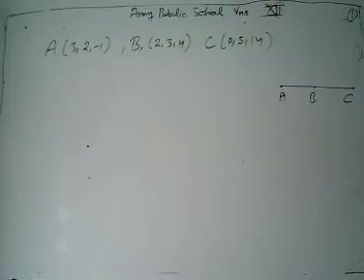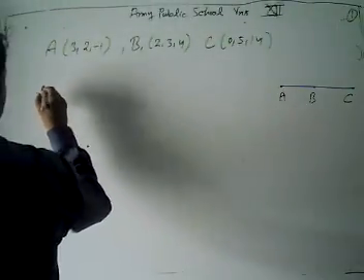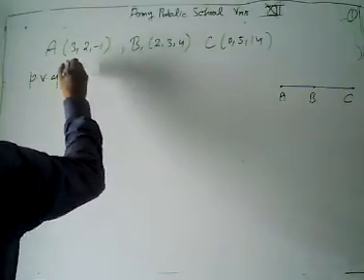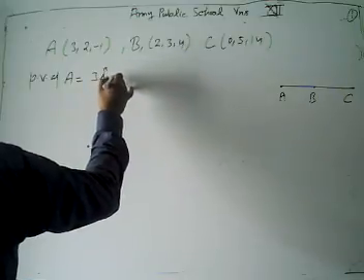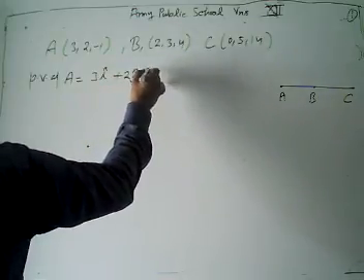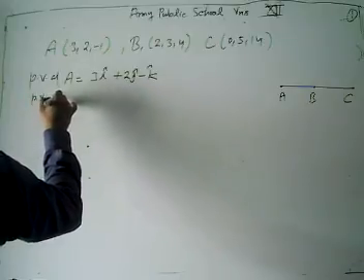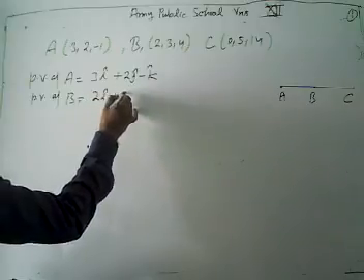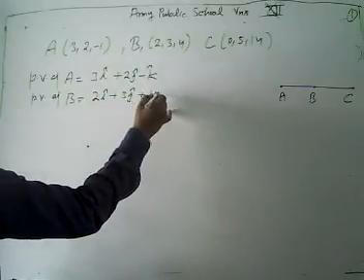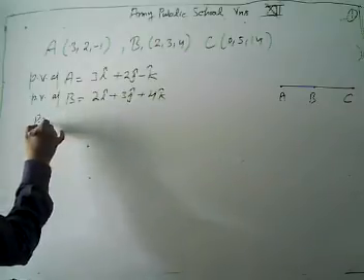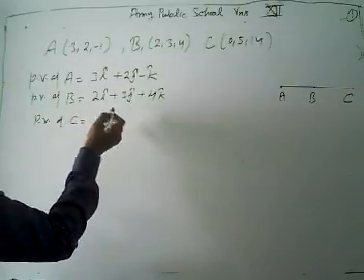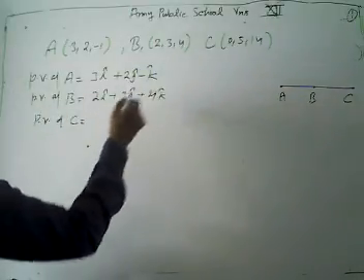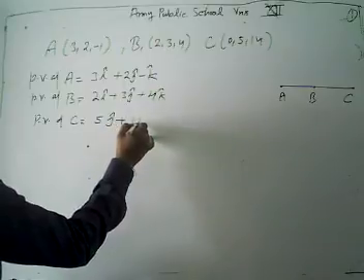What do we do? First of all, look how can we show it? What is the position vector of A? A is given by 3i cap plus 2j cap minus k cap. Similarly, we get the position vector of B: 2i cap plus 3j cap plus 4k cap. Then the position vector of C is (0, 5, 14), so we write 5j cap plus 14k cap.